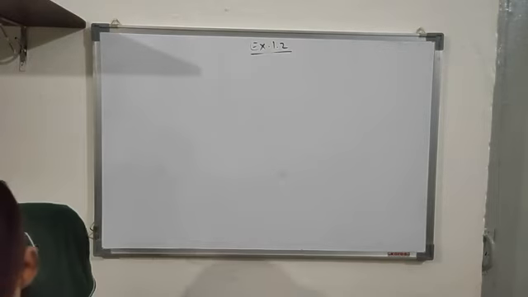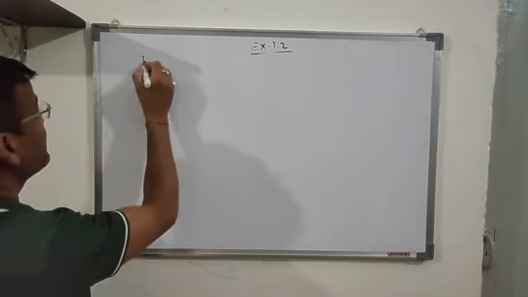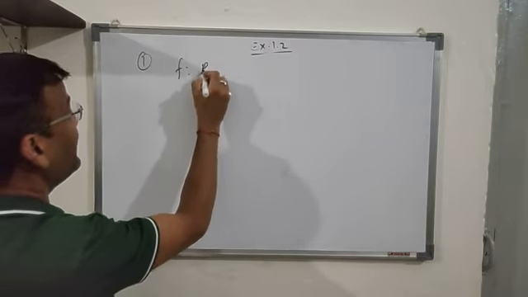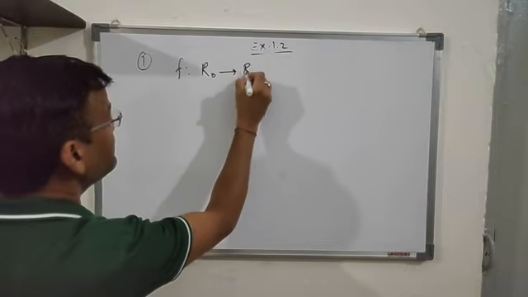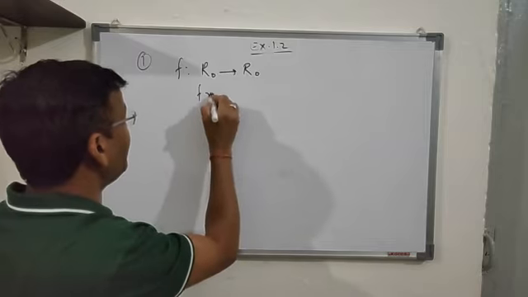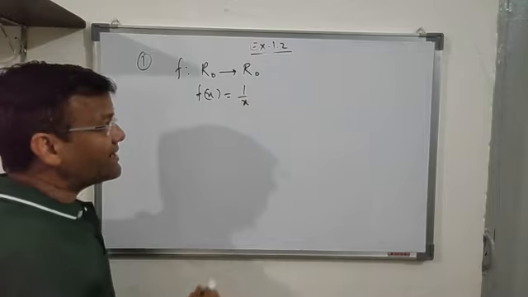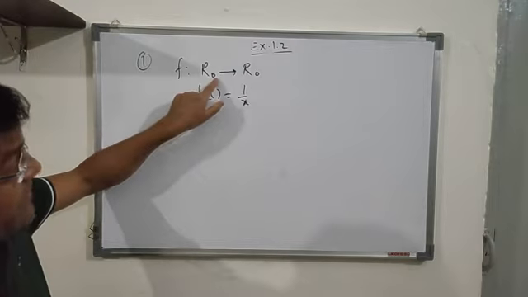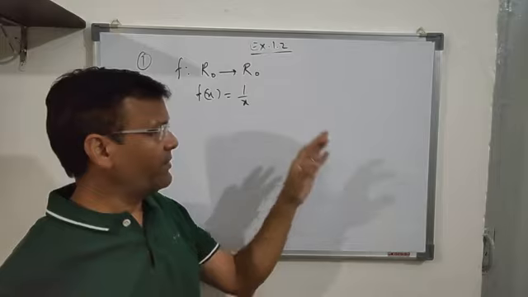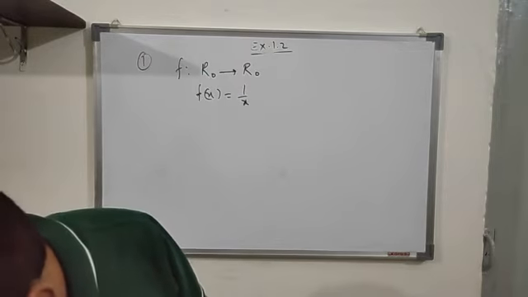So the question is: show that the function from R0 to R0, defined by f(x) = 1/x, question number 1. What R0 indicates, here it is a 0 subscript, and it has been mentioned in the question that it is the set of non-zero real numbers.